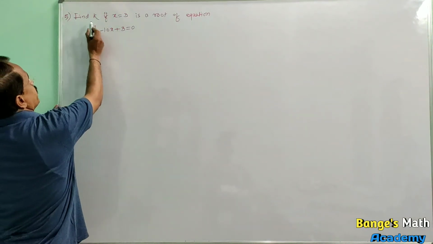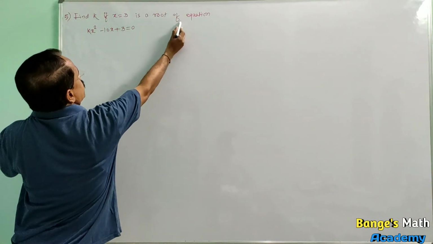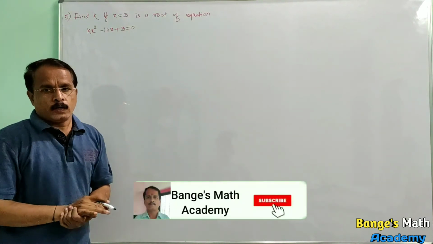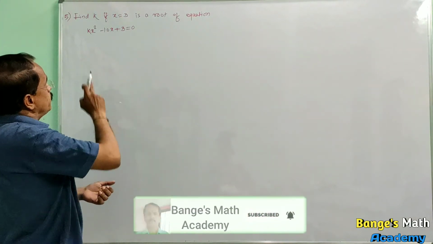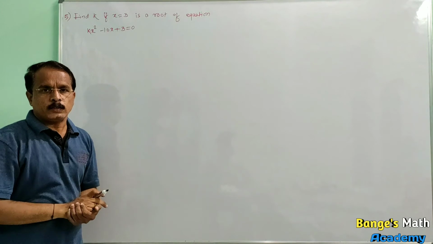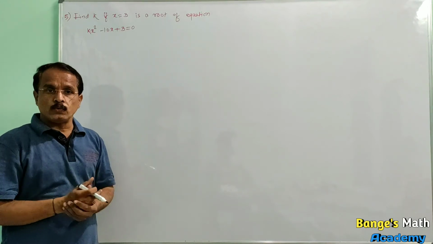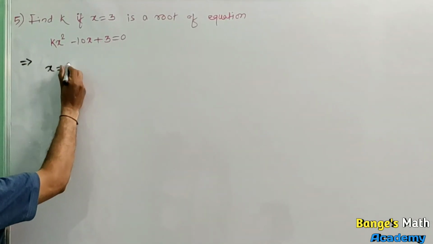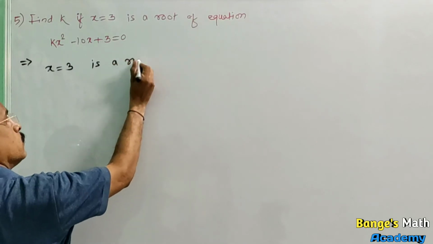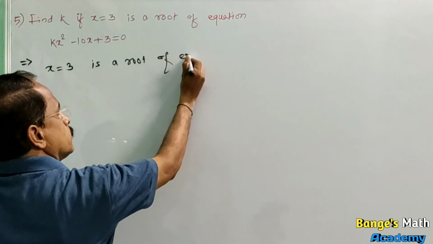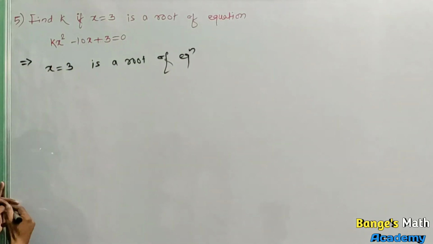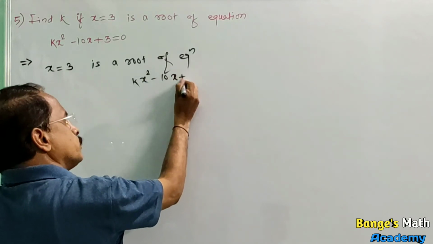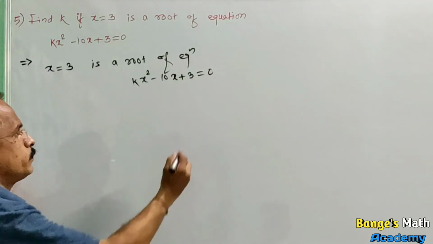Fifth example: find k if x is equal to 3 is a root of the equation kx square minus 10x plus 3 is equal to 0. See, in this equation x is equal to 3 is a root of the given quadratic equation. A root means a solution of the given equation. So x is equal to 3 is a root of equation kx square minus 10x plus 3 is equal to 0.